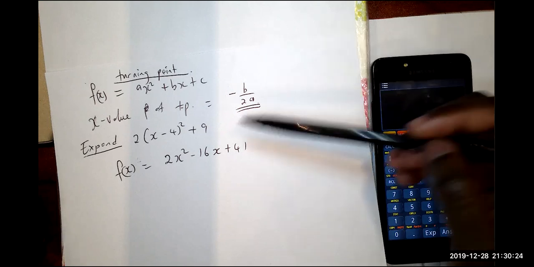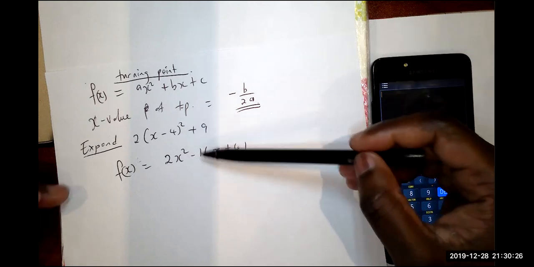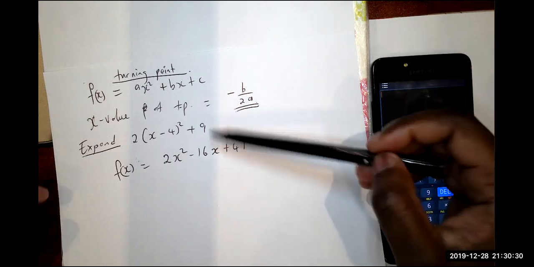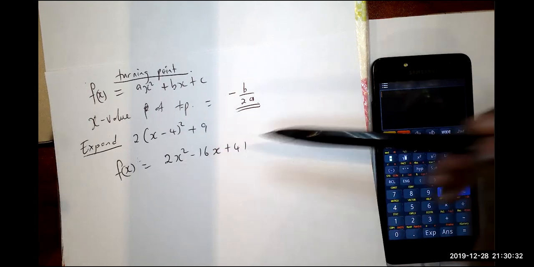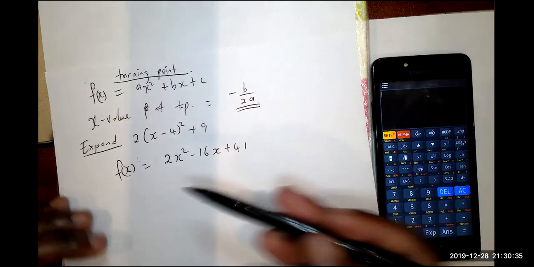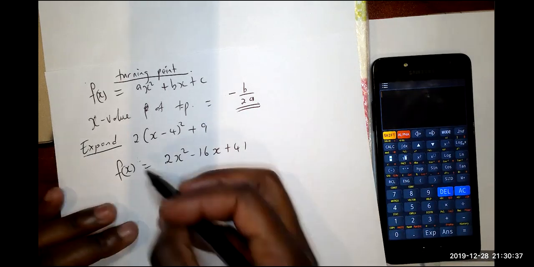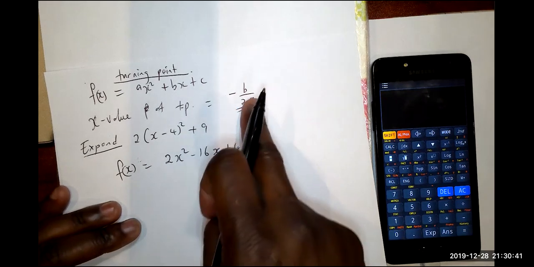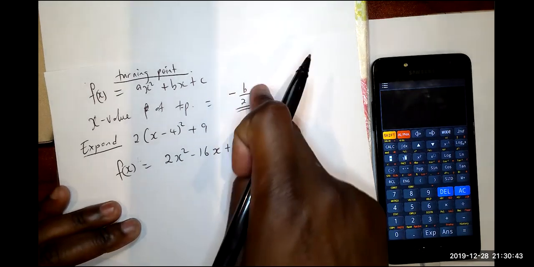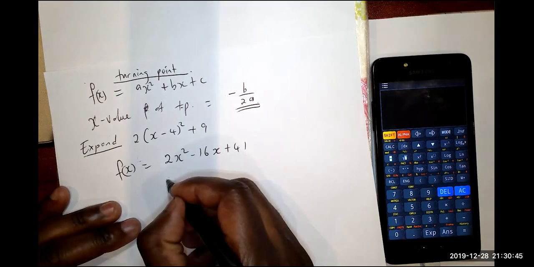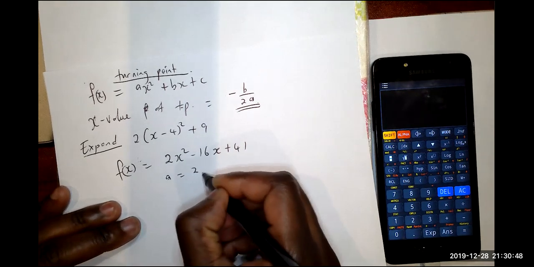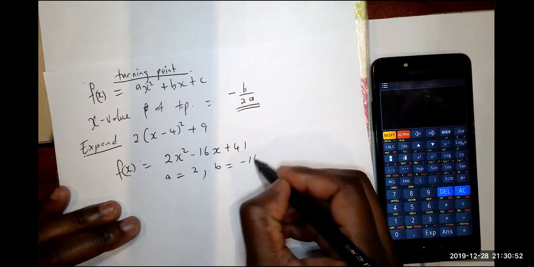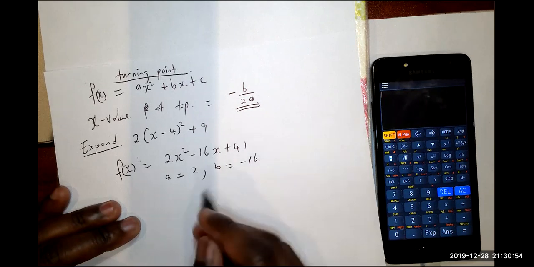In other words, you might get the equation like this. In this case, you would need to complete the square, but here it's unnecessary. So now let's see what you're supposed to do here. We said you find the x value by saying minus b over 2a. So first, a is equal to 2, the coefficient of x squared, then b is equal to negative 16, okay? That's all we want in this case.